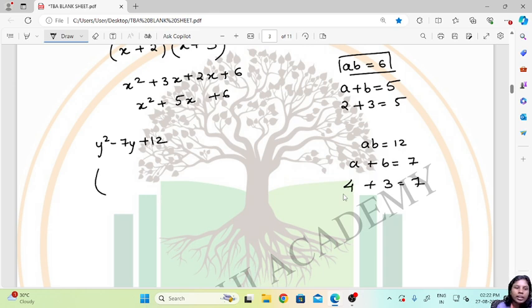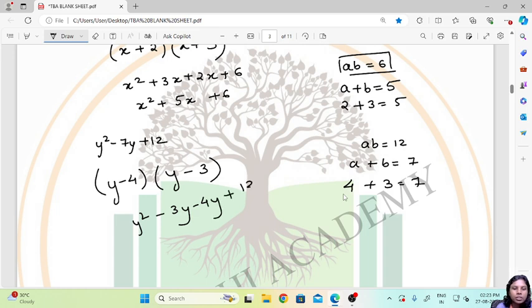So here what we can write, since this is minus, we have to write x minus 4 and x minus, sorry, the variable is y here, so we have to write y. So y minus 4 and y minus 3. This now we will open up, so we'll get y square, minus 4y, minus 3y, this becomes minus 7y, and minus into minus is plus, 4 3s are 12. So y square minus 7y plus 12, that is the answer.